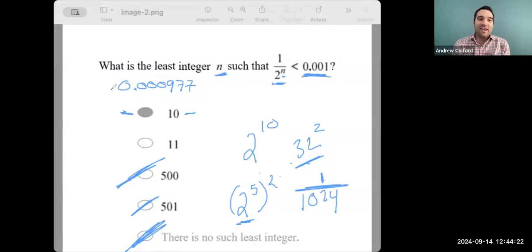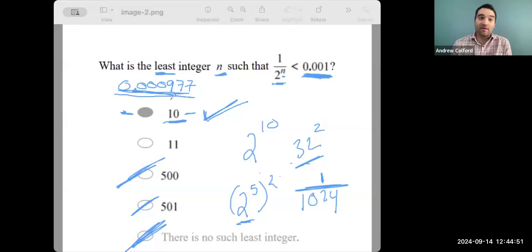Well, is that number less than 0.001? It is, right? This only has 2 zeros and this has 3 zeros. And so it's asking what's the least number. So I want to start from the bottom. Like, this is the smallest number of this list, and it makes this true. So that's the correct answer.